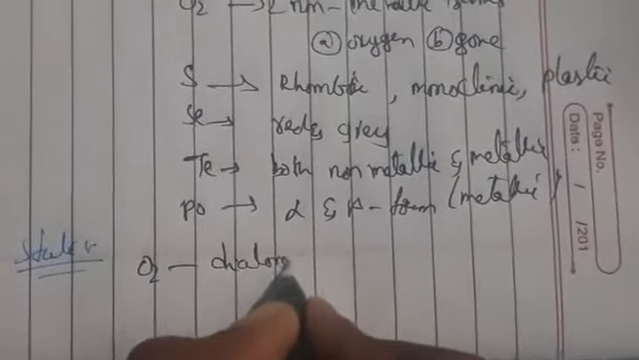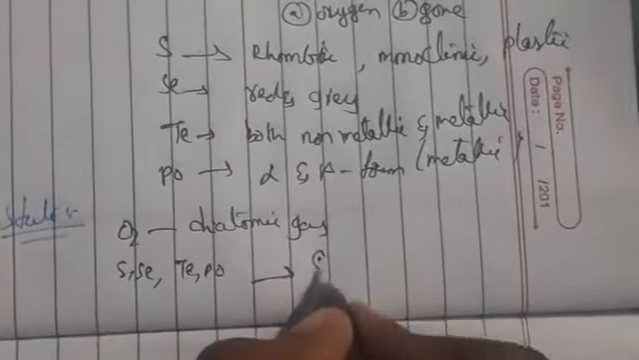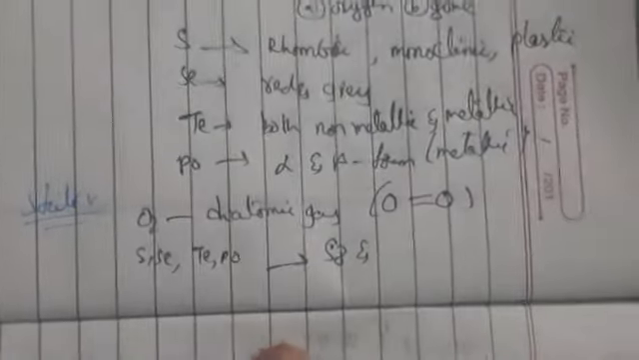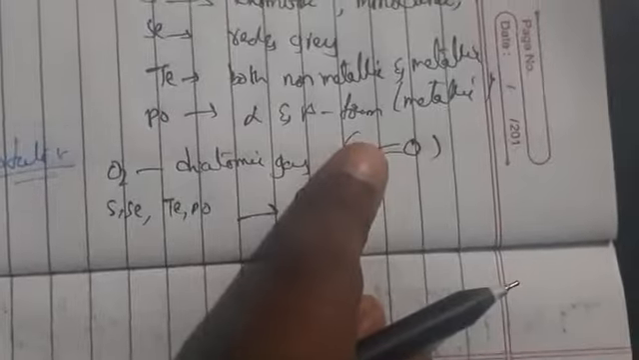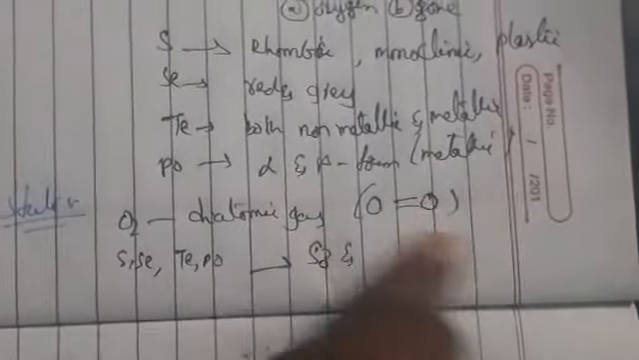Now let us discuss state. Oxygen is a diatomic gas, while sulfur, selenium, tellurium and polonium are solids. Oxygen exhibits O double bond O. Due to the sideways overlapping of p orbitals and no d orbitals being present, it exists as O2, a diatomic gas, giving double bonds.